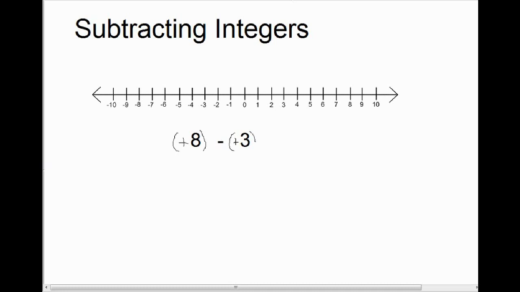Now, if we're going to use a number line for the subtraction question, we know we're going to start at the first number again. And if we're subtracting 3, that means we move to the left 3 places. So we know that 8 minus 3 is 5, or positive 5. So when we're subtracting a positive, we move to the left.